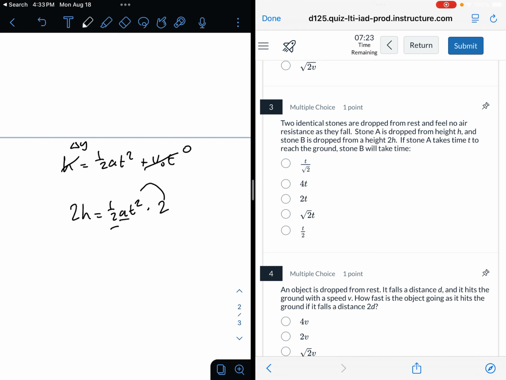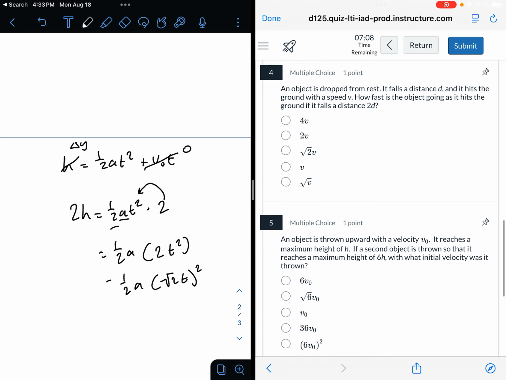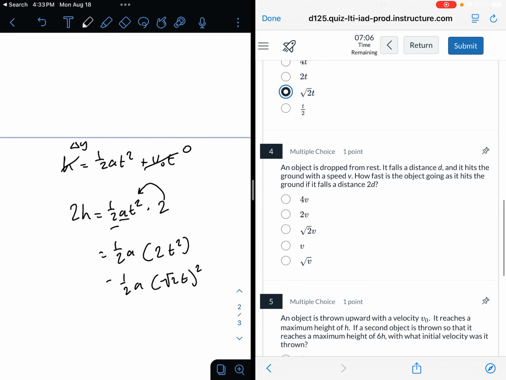So the 2, right, is essentially going to be 2 times t squared, which we know is going to be 1/2 a times root 2t, whole thing squared. So hopefully you can start seeing the square relationships and stuff.